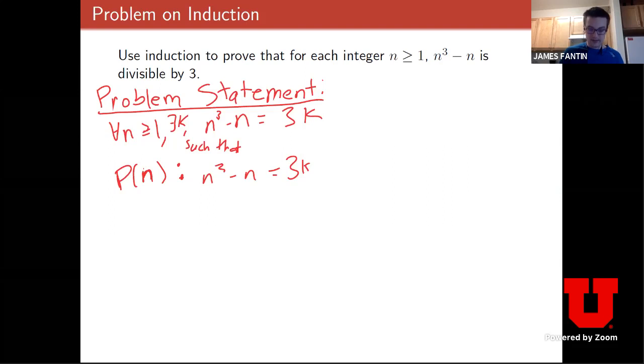So this is what we're looking for with our problem statement. Make sure you have some P of n, and then what does that mean? Here, there exists a k such that it holds. That's what we're asked to prove, and this leads into the next step. So does anyone want to type in chat what would be the next step in our induction proof skeleton?